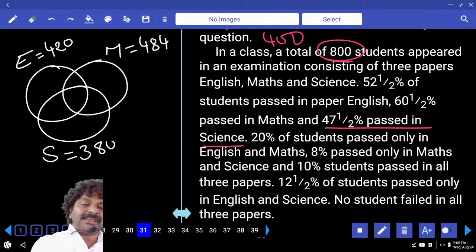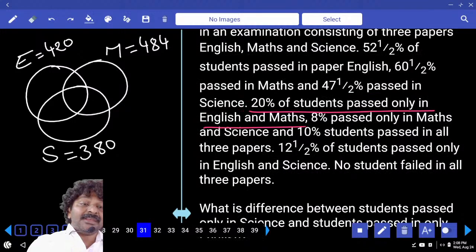Now, 20% of the students passed only in English and Maths. What is the total? 800. 20%? 160. 160 is in English and Maths only, right? If they say English and Maths, you can consider this area which is common to both the English circle and the Math circle, correct? If they say only English and Maths, this is the area which should be common to only English and Maths but not to the other subject.